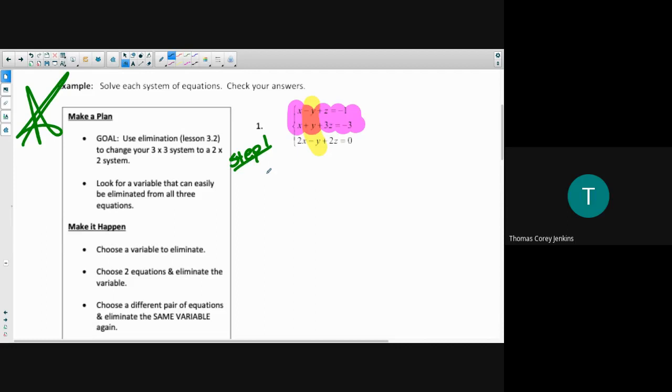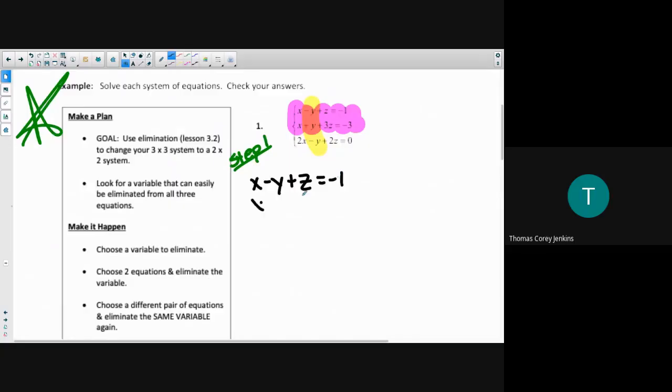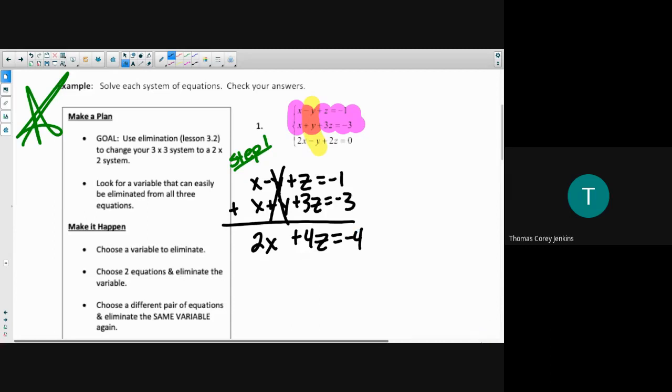We have x minus y plus z equal -1, and then x plus y plus 3z equal -3. All right, so like I said, we can go ahead and just add them as is because negative y plus y is 0. Okay, we'll get that cancellation. So everything else gives me 2x plus 4z equals -4. Can't do anything with that yet, but we'll come back to that.